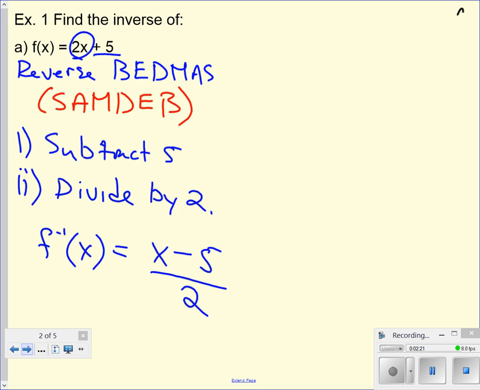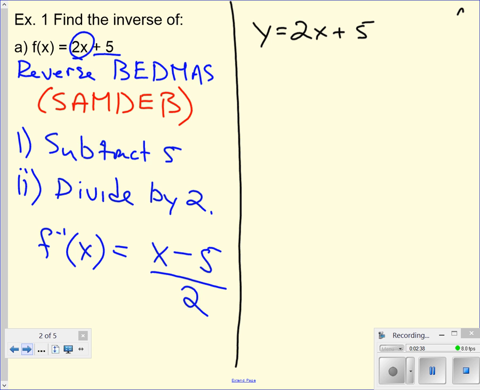Now the other way to approach it is to switch the x and y values, because that's essentially what an inverse function has done. So we write out our function in terms of x and y. We have y is equal to 2x plus 5. Then we rewrite it with x and y switched. So x is equal to 2y plus 5.